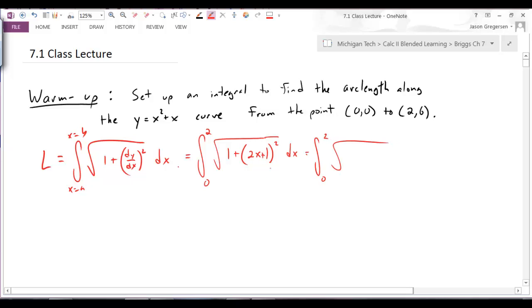I could say, what is 2x plus 1 squared? It should be 4x squared plus 4x plus 1. And if I add 1, I guess I could write it like this. It's a little easier to input that way, or plug into Mathematica or do whatever I wanted to do. That's it. That's what we would calculate for our arc length. Any questions about that problem?